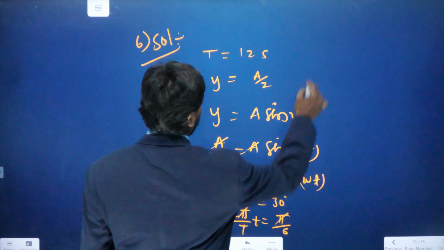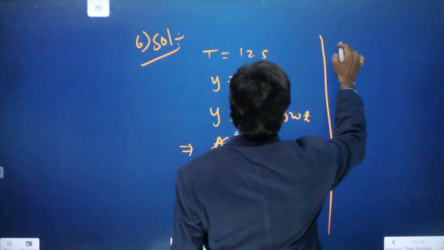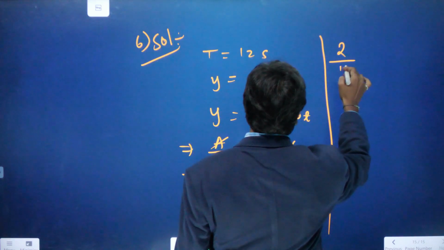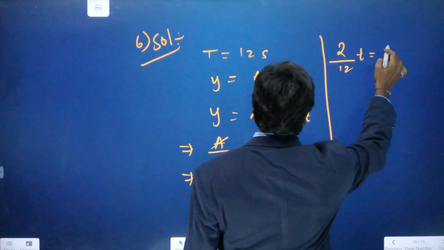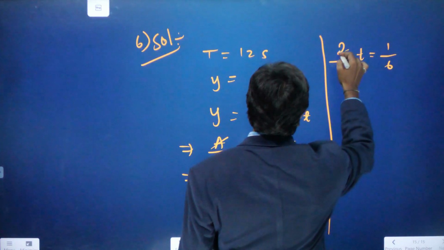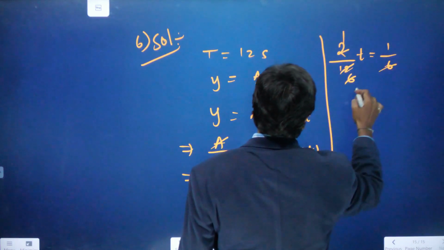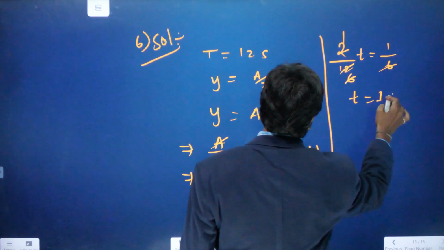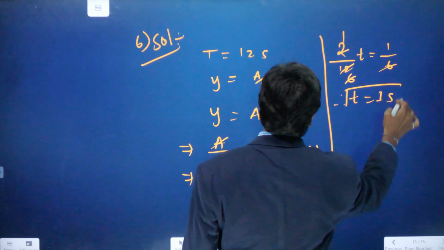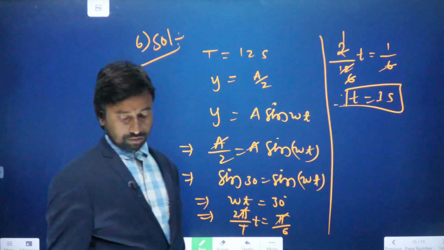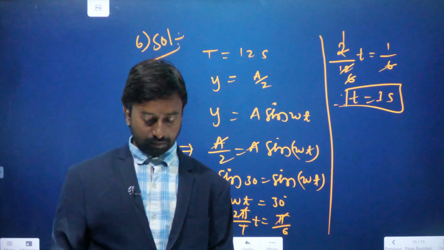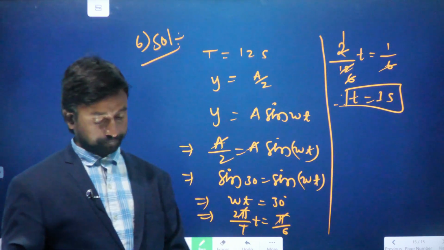How much is the time period given there? This is 2 by capital T, which is 12, into t. Then here 1 by 6, and here also 1 by 6, so these will be cancelled. Thus t is equal to 1 second. Therefore it will take 1 second. t is equal to 1 second.